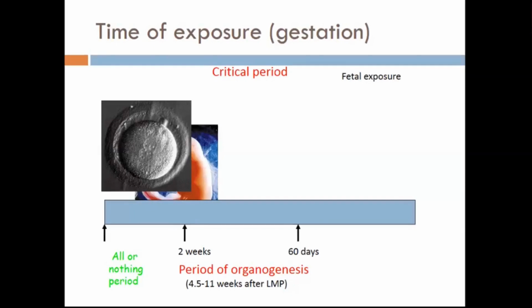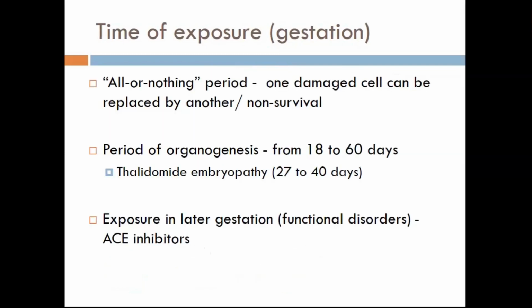Around 5 weeks to 11 weeks after LMP, the last menstrual period, so that she has just missed her period and till 6 weeks after that, this is the period of organogenesis. This is the critical period of exposure to teratogens. If she has been exposed over there, you start thinking what is the dose, what are the effects, whether we can look by ultrasound, this and that, right? The all or nothing period is when one damaged cell can be replaced by another, or there will be non-survival, right?